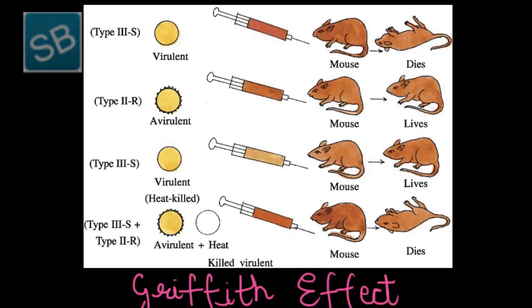In the second instance, the avirulent strain, that is R2, was inserted into the mouse. Since it did not possess antigenic property, the mouse did not die.